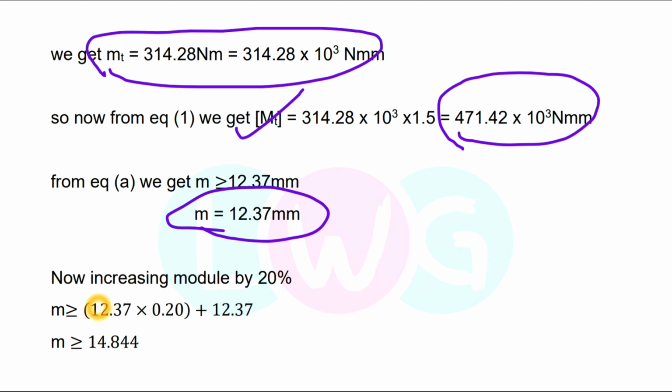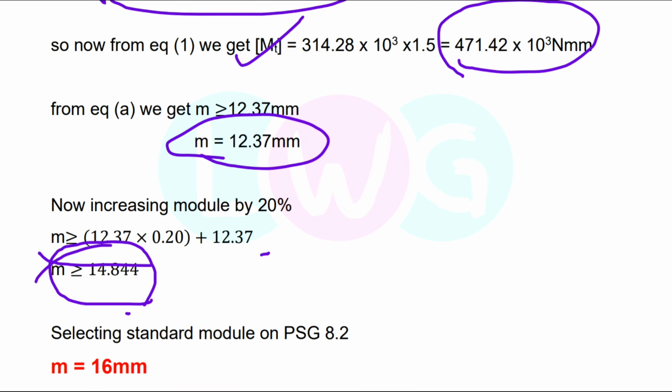Okay, now increasing this module by 20%. By increasing the module by 20% we get the new module, which is 14.844. We will get the new module which is 14.844, and this is not a standard, this is a calculated value.